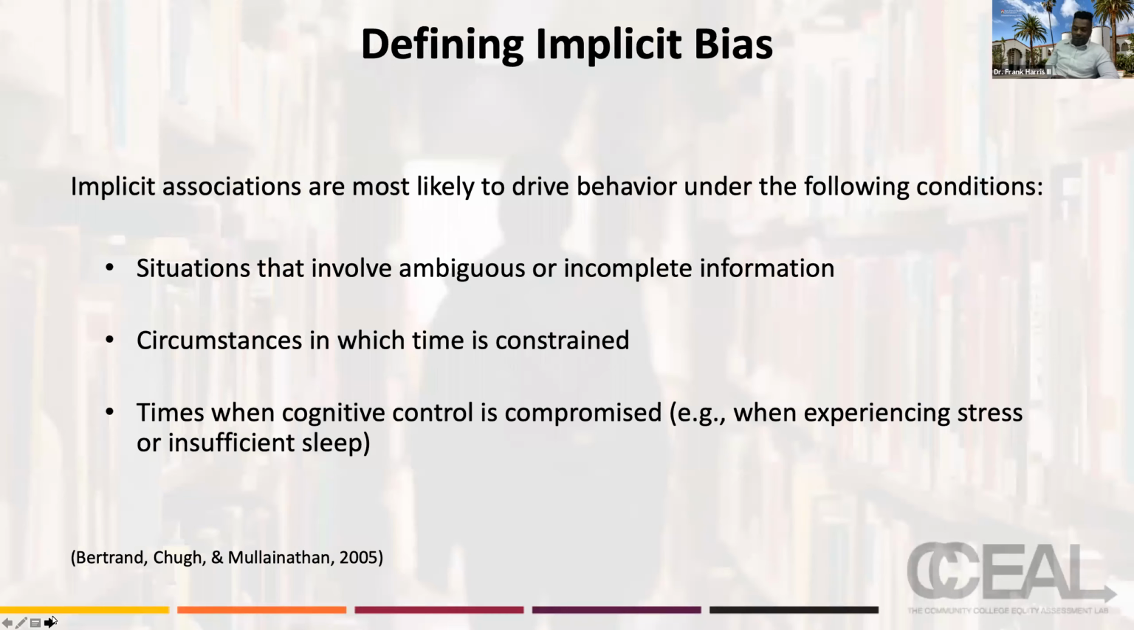So we don't have a lot of information, or the information we have is not very clear, and we have to make decisions in a short amount of time. And then lastly, times when cognitive control is compromised, such as when experiencing stress or insufficient sleep.